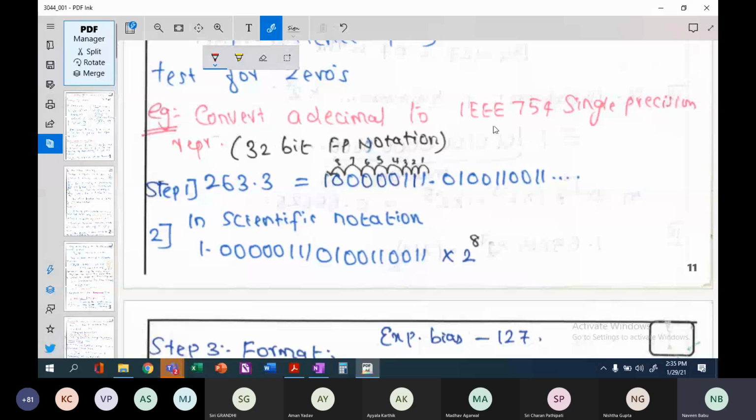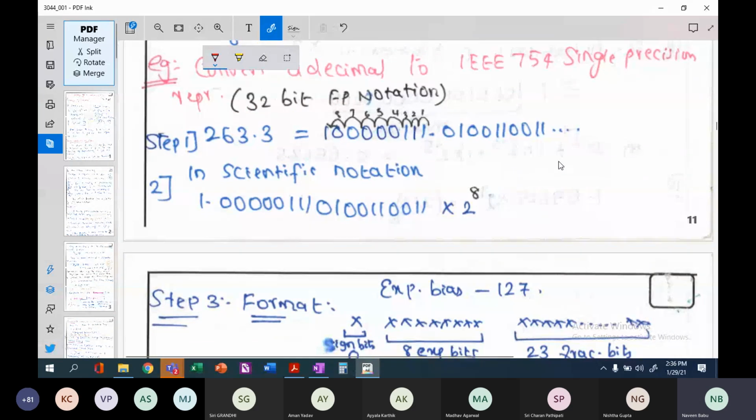Convert a decimal number to IEEE 754 single precision representation. Single precision representation is nothing but a 32-bit floating point notation. The given number is 263.3. The first step is to convert this into binary. I am not doing the binary conversion, but I am giving you the answers. The binary representation is 100000111, and 0.3 can be represented as 010011 etc.